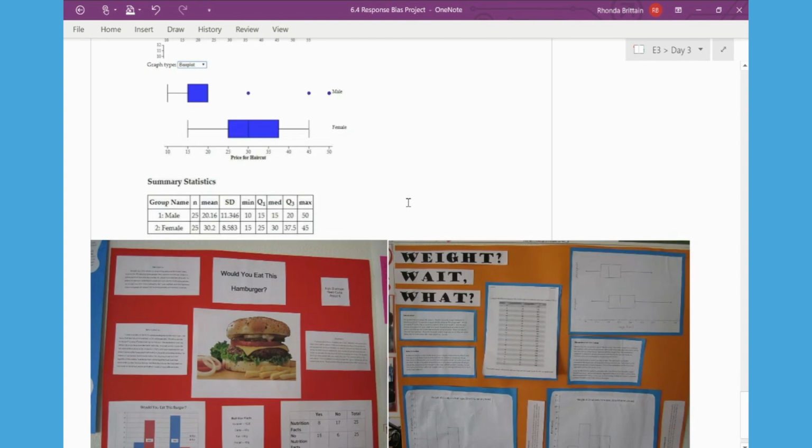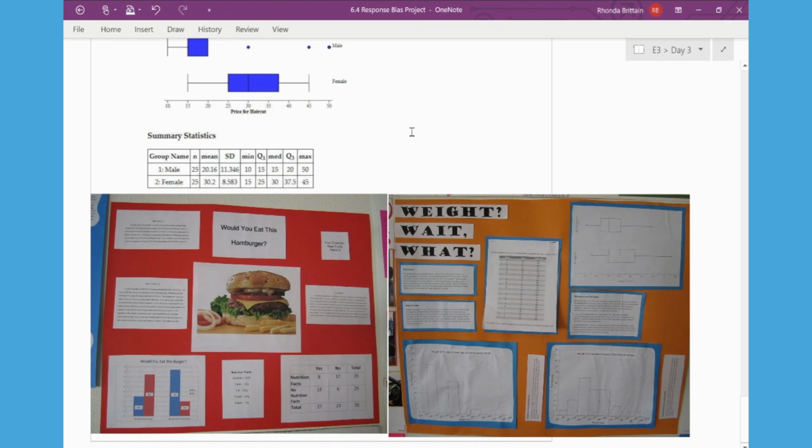I also have a couple of posters for student samples. On the first poster, we can already tell that this is going to be categorical data based on the graphical display. These are going to be the side-by-side bar charts. And notice they have a two-way table here with the data. The question the student answered was, would you eat this hamburger? So they could present their findings in class.